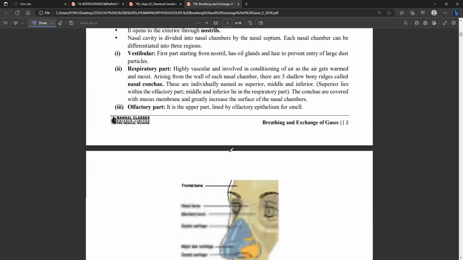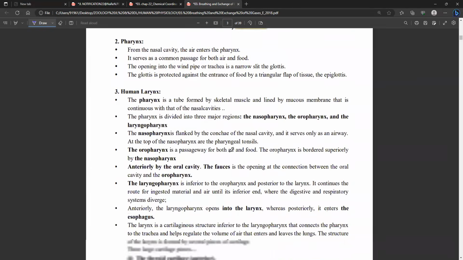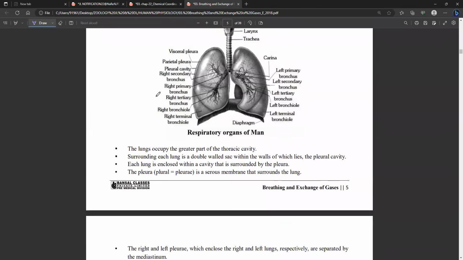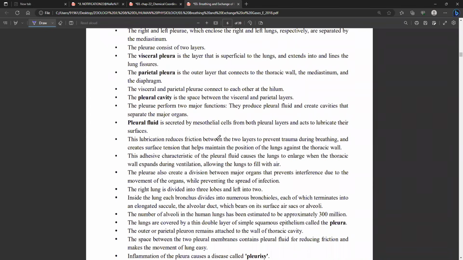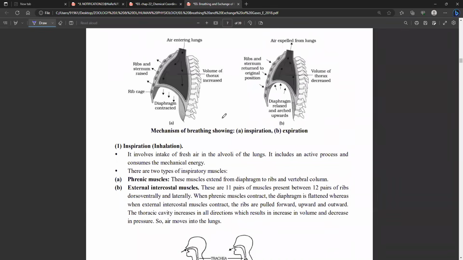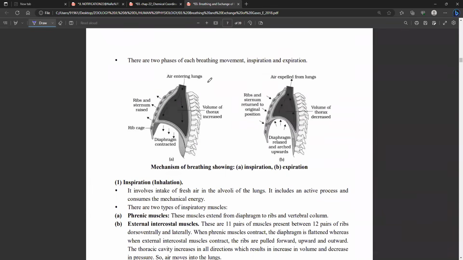No need to focus on the anatomy part. So majorly start focusing from the lungs. From the lungs, you pay much attention to the lungs, meaning what kind of lobes and lobules are present? What is the mechanism of inspiration, the mechanism of expiration? What happens during the inspiration?